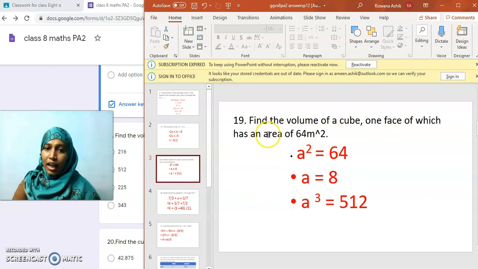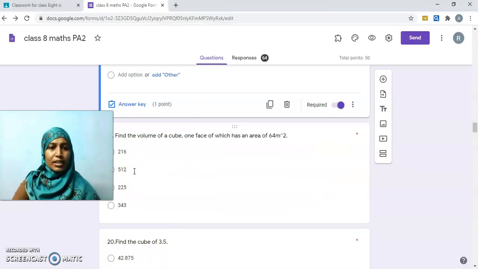They have given us the area. A cube will have how many faces, my dear children? 6 faces will be there. Isn't it? They have given the area of one face. All these faces will be of square type. So a squared is 64. So a is equal to 8. 8 into 8 is 64. So a is equal to 8. With this help, I have to find the volume of the cube. Volume of cube is 8 cube. 8 into 8 into 8. So we got 512 as the answer. So 512 is the right answer.